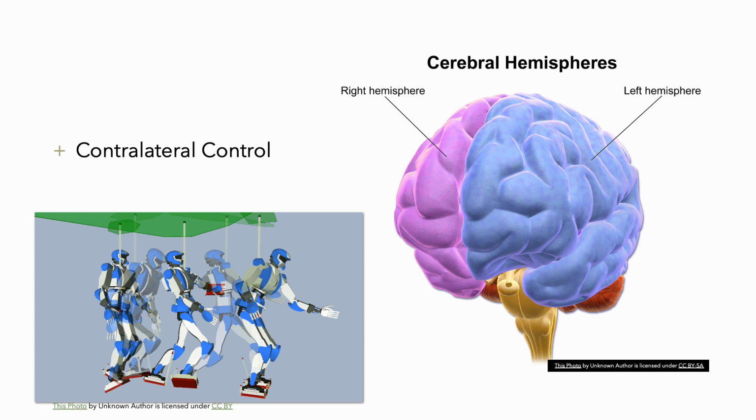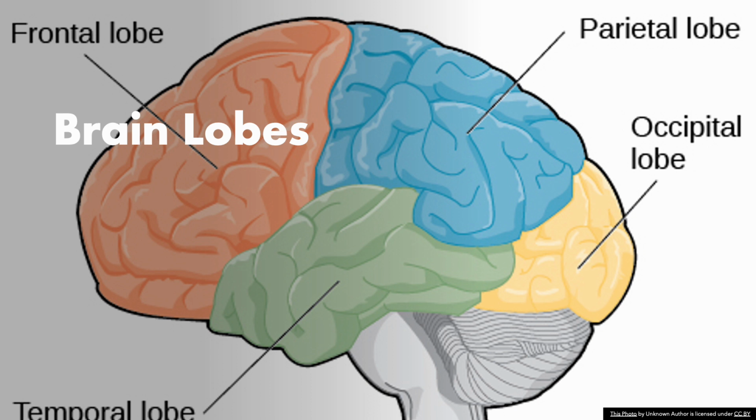The left hemisphere controls most right side body functions, and the right hemisphere controls most left-sided body functions. Both hemispheres are connected by the corpus callosum, which is a sensory information exchange between the 2 hemispheres. The 4 lobes are listed here: the frontal, parietal, occipital, and temporal lobe.